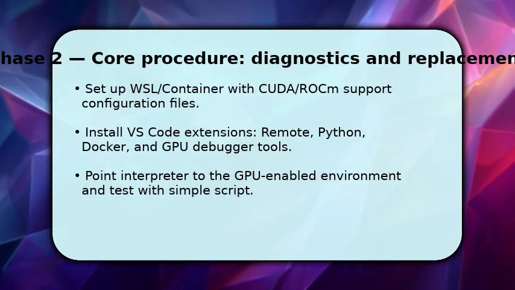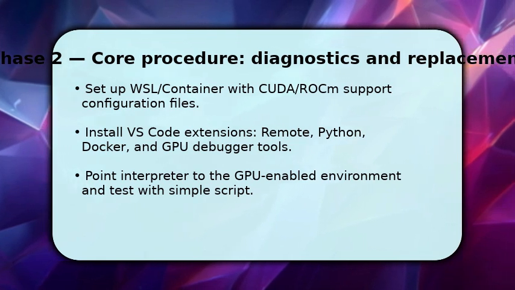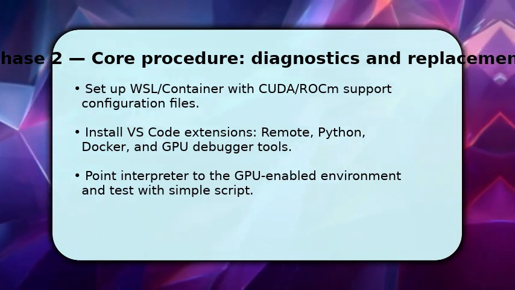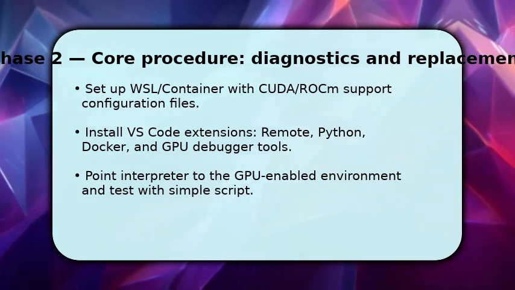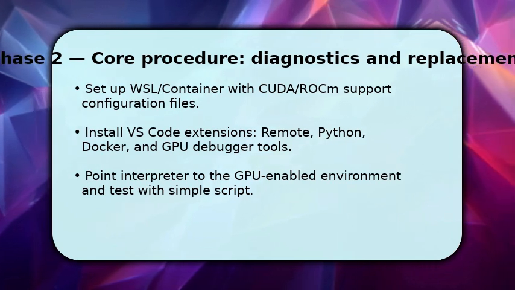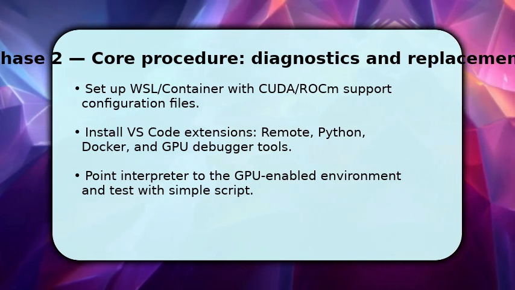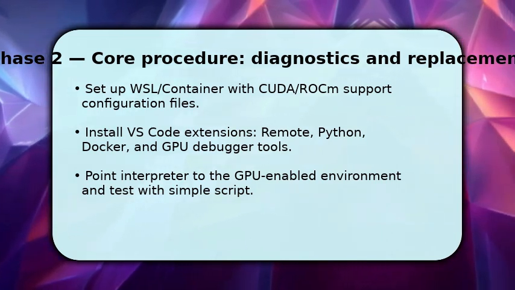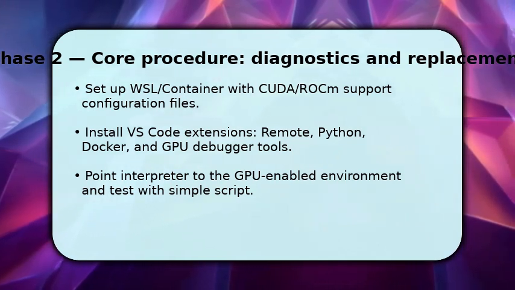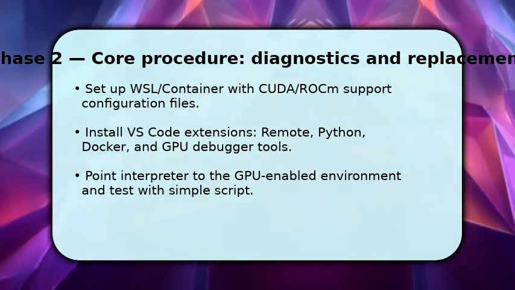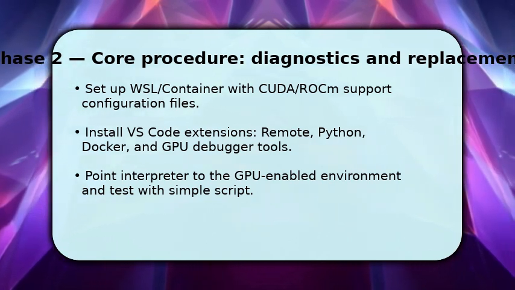Next, configure VS Code to use that GPU-enabled environment. Open your project in WSL or a Docker container that mounts /dev/nvidia or the ROCm device. Then select the interpreter from that remote environment. This ensures packages like Torch or TensorFlow use the GPU. Install VS Code extensions: Remote, Python, Docker, and any GPU debugging tools. Run a minimal test script that queries available devices, so you confirm the runtime detects the GPU.